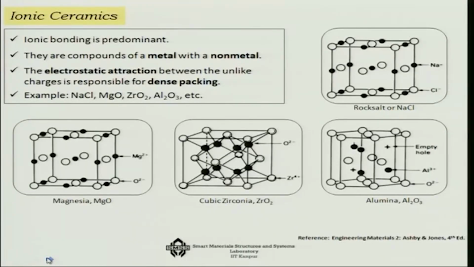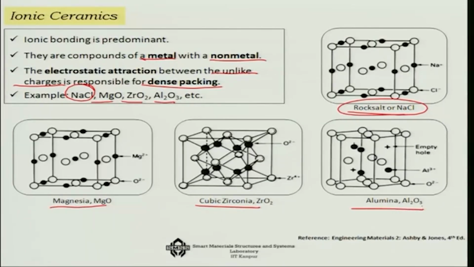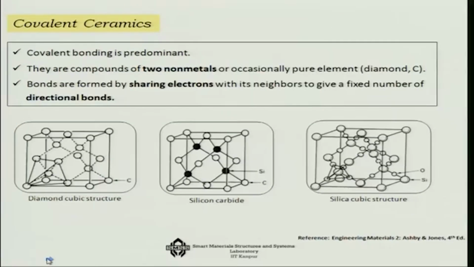There are very popular examples of ionic ceramics. The common salt that you take is the ionic ceramic, sodium chloride. Then of course magnesium oxide, zirconia, alumina, these are all ionic ceramics. They have a metal non-metal combination, and that is what makes these bonds ionic bonding. And because there is this electrostatic attraction between the unlike charges, they have very dense packing. So the density could be very high. So this is the structure of common salt, rock salt, sodium chloride, as you can see. Then magnesia, cubic zirconia, which is a little more complicated, and alumina. So that is about the ionic ceramics.